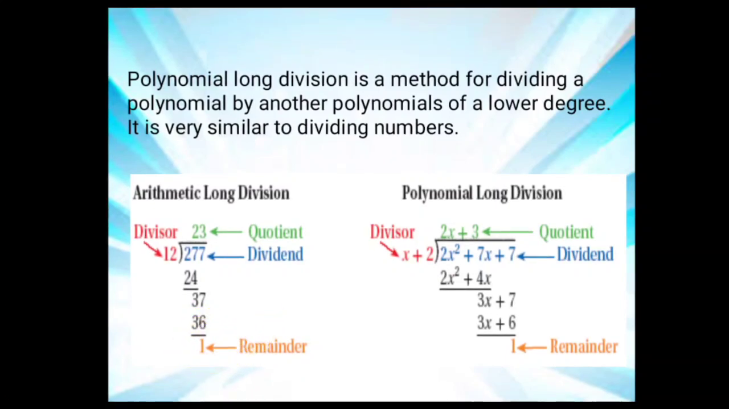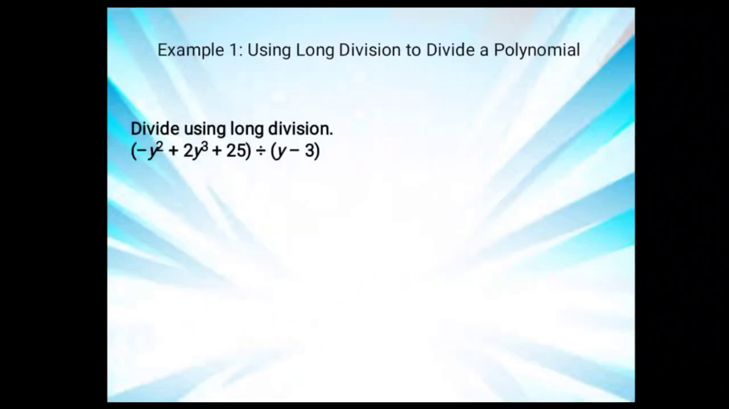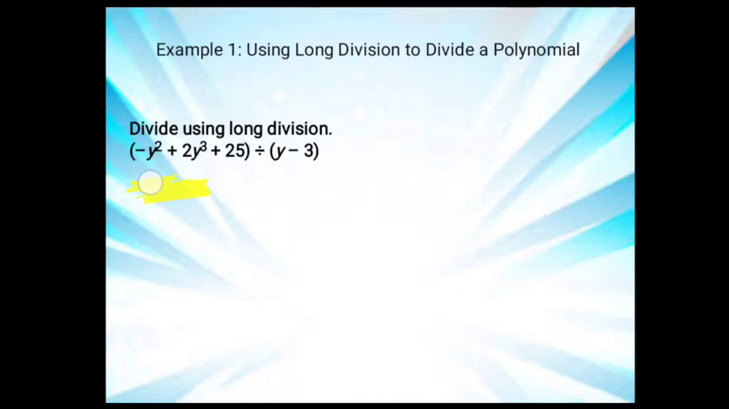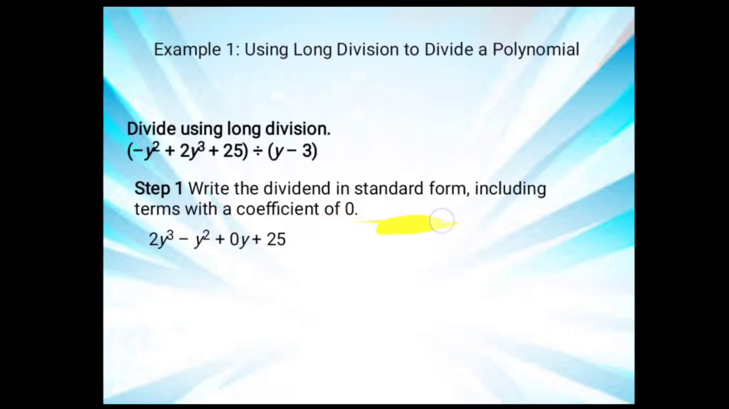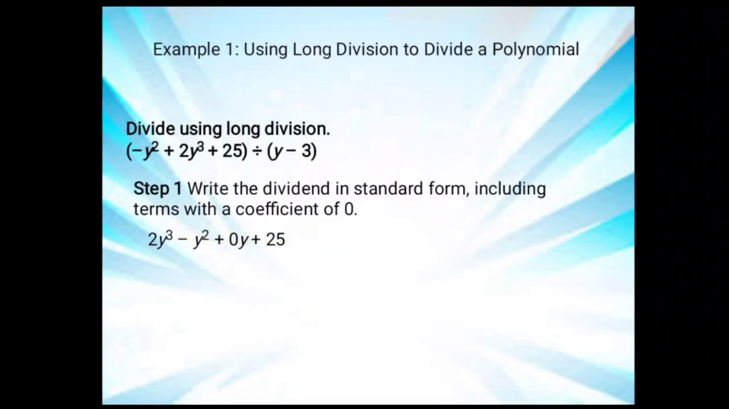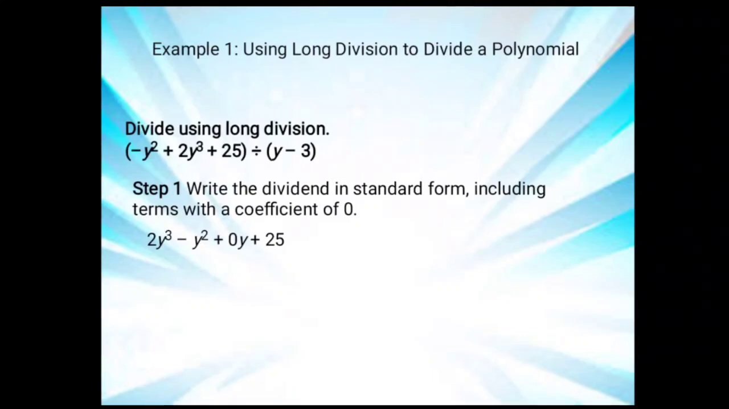Okay? So how are we going to divide polynomials using long division? So, example: divide using long division negative y squared plus 2y cubed plus 25 divided by y minus 3. Okay, so here is how. Step 1, write the dividend in standard form, including the terms with coefficient of 0. Okay, so you have to take note that your dividend should be arranged in descending order.